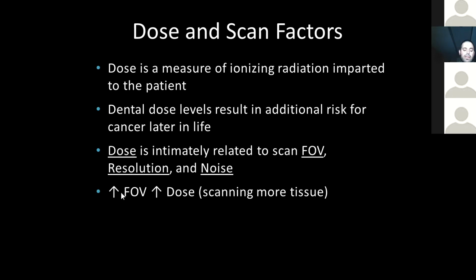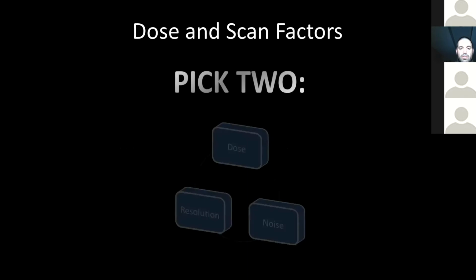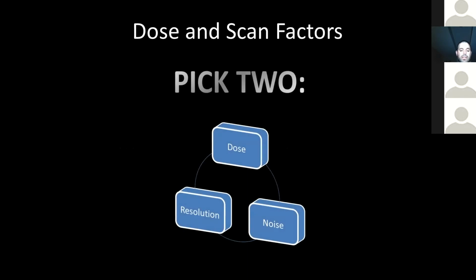We already covered this, so of course, if you're scanning more tissue, you have more dose for the patient. But for the remaining factors, you really get to pick two here. So if you want a low noise scan, you either have to pick a low resolution or a high dose. That's how this kind of diagram works right here, pick two.